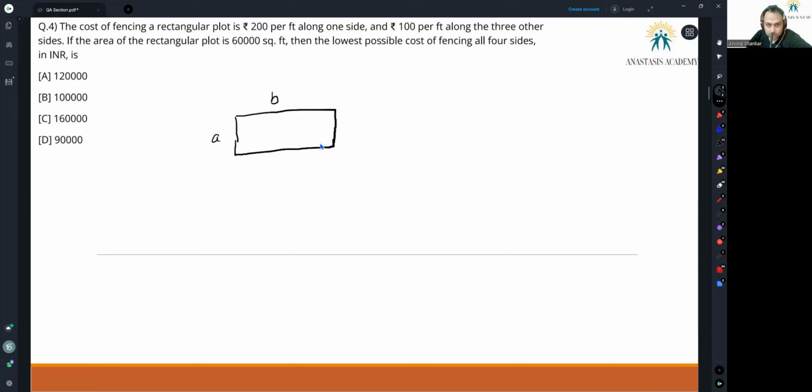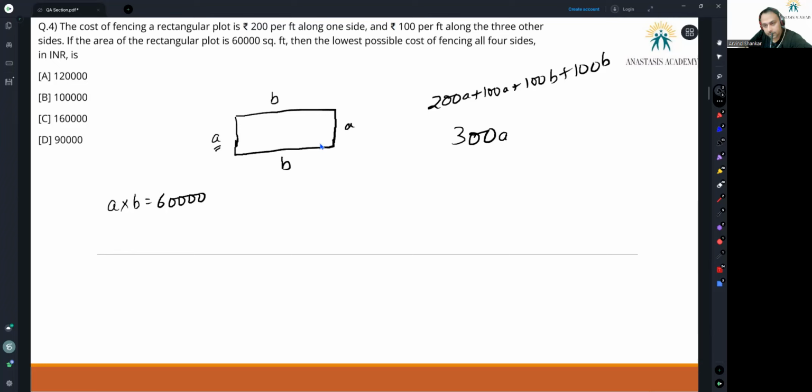So, right now, some things that we know are A into B is equal to 60,000. And the cost for fencing this, what I would want is that 100 one, the short side, on that 200 per feet applies and on the remaining sides 100 per feet applies. So 200A plus 100A plus 100B plus 100B. This is the cost involved, or altogether we get 300A plus 200B.